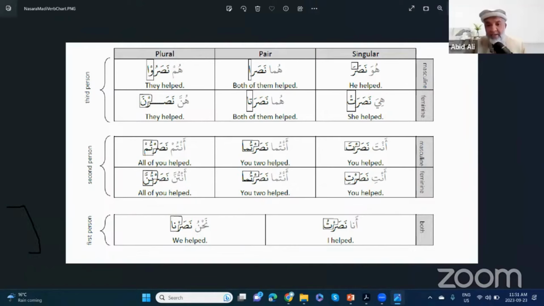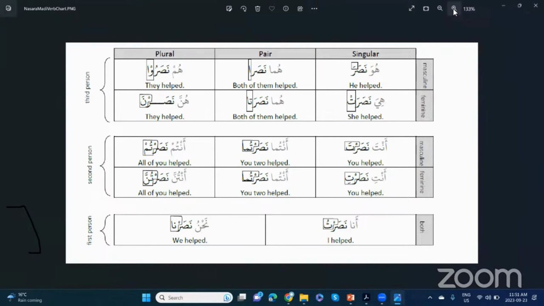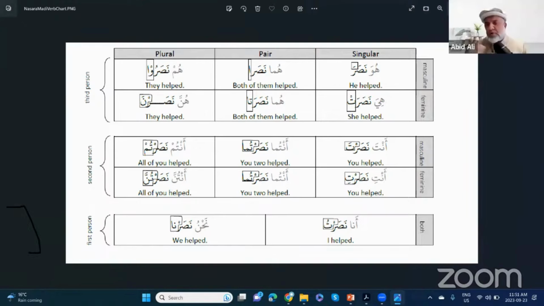So I did this to help you understand, so that instead of writing huwa nasara, you simply say nasara, but you know in your mind that huwa is inside nasara. From this day onward, we don't want to worry about this. When I say nasara, your translation will be he helped. When I say nasara, you will say both of them helped, because in the nasara, what is the suffix? The alif. Where did the alif come from? From the huma.